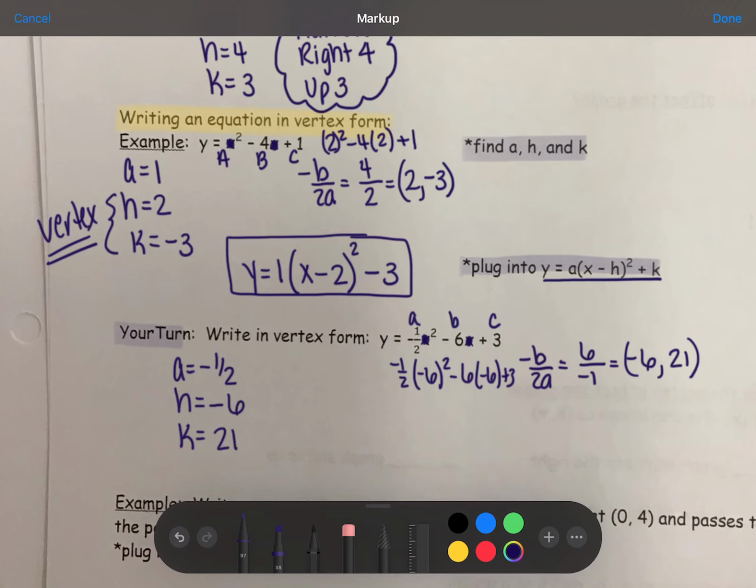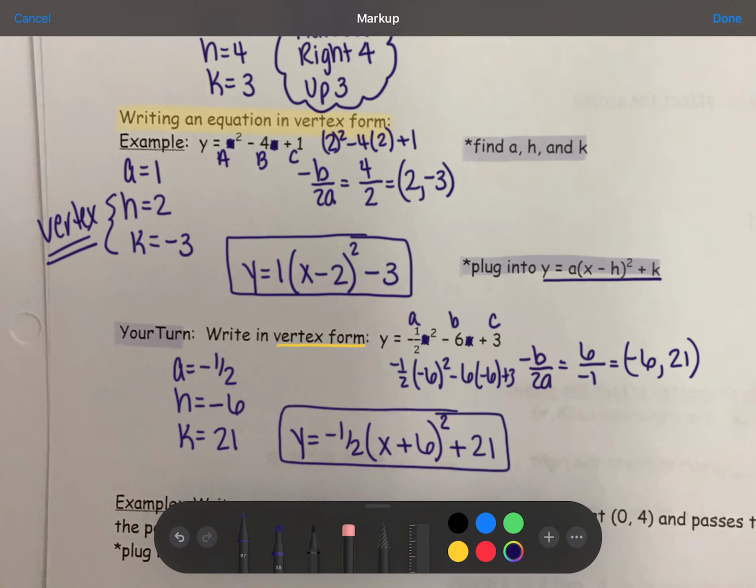So now I can describe it, but that's not what we want to do. We were asked, make sure you always read your instructions, to write this into vertex form. So y equals -1/2 parentheses x plus 6, because in the formula, remember, it's x minus h, so a negative is a positive. Don't forget your squared. And then plus 21. So that is vertex form of my equation. So you should be able to take standard form of a quadratic and rewrite it into vertex form by finding your A, your H, and your K value.